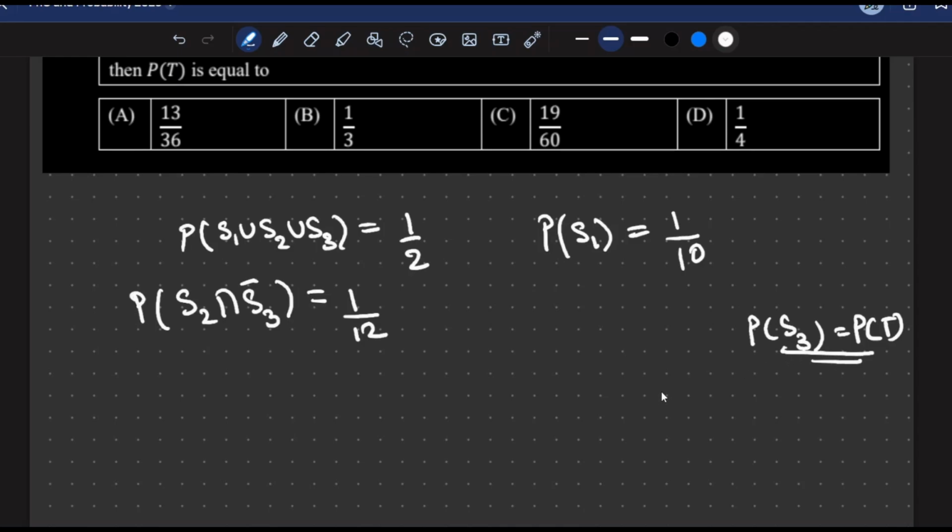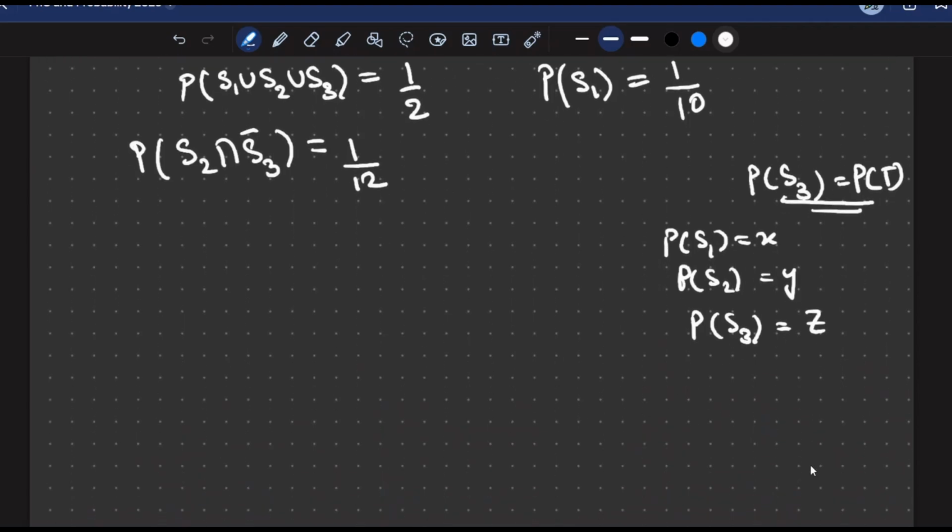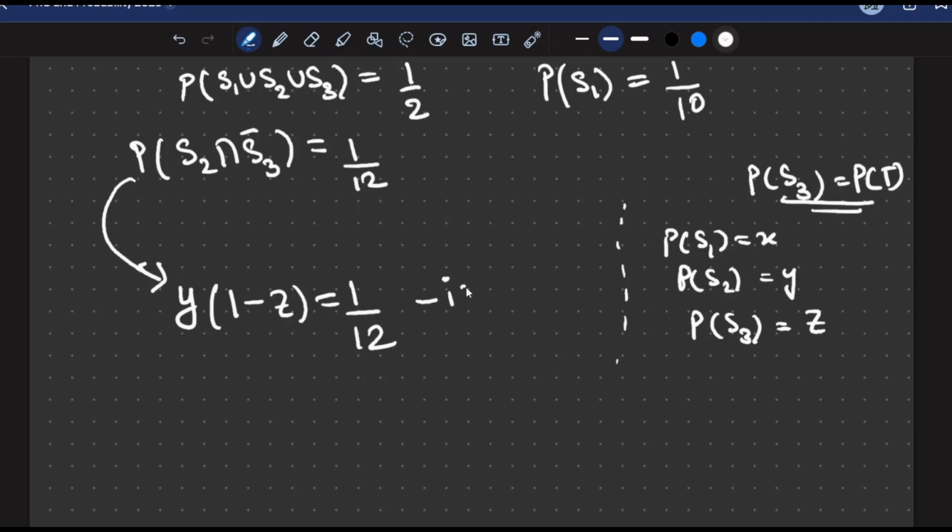So let me call probability of S1 as X, probability of S2 as Y, and probability of S3 as Z. Just assigning notations which will be easier to write as we proceed, because I cannot write P(S1), P(S2) and P(S3) every time, right? Okay, fine. So since these are independent events, probability of S2 and not S3 can be written as Y times 1 minus Z is equal to 1 by 12, right? So let us call it our first expression. I know that X is equal to 1 by 10, right? Let us call it our second expression.